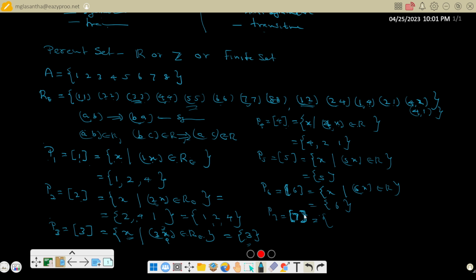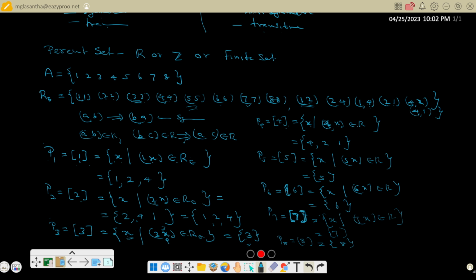Okay. This is just actually instead of English letters, this is taken. Keep in mind. Square bracket normally you use when you represent equivalent class. 7x belongs to R. Only one is 7. Okay. Likewise, P8 is also you will get only 8.